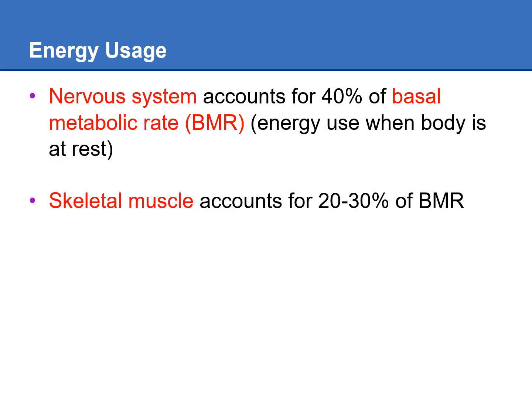Okay, as far as who is using the most energy in the body, the nervous system is the biggest user of energy. It's going to use 40% of the basal metabolic rate. The basal metabolic rate is just the energy use when the body is at rest. And there's a lot going on in the neurons, so they do a lot of active transport, use a lot of ATP. And then the second biggest energy user in the body at rest is skeletal muscle. So they use about 20 to 30%. So I'm not going to ask you the percentages, but just kind of know who the big energy users are in the body. So that's all you need to know there.